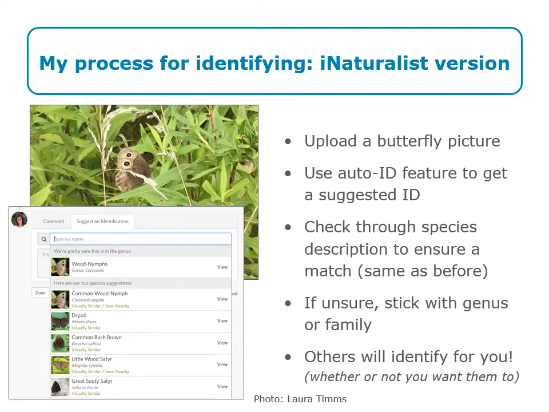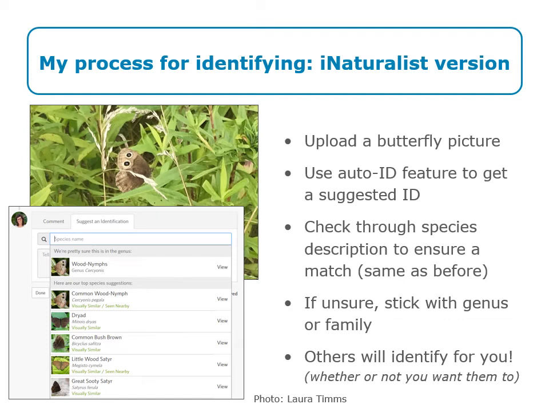So you can upload it and you can trust that identification feature, but you also might want to just check again that species description to ensure that it is a match for what you've seen, same as we talked about with the hard copy guides. If you're not sure, you could stick with the genus or the family. So you see that iNaturalist is suggesting the genus there for the wood nymphs butterfly.